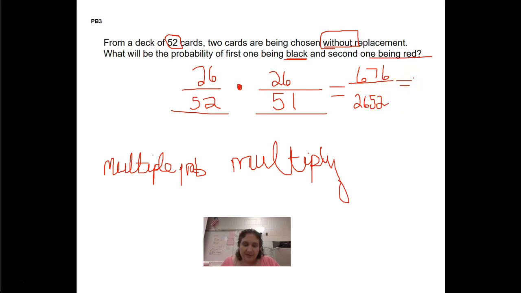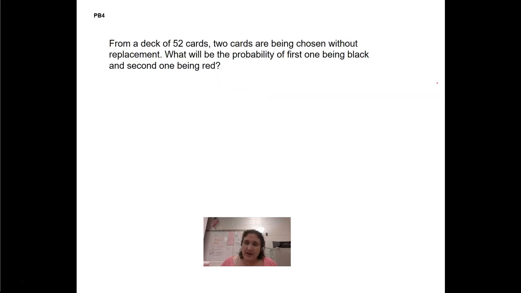676 over 2652 gives us 0.254, so we can just put 0.25. So there's a 1 in 4 chance that your first one will be black and your next one will be red.